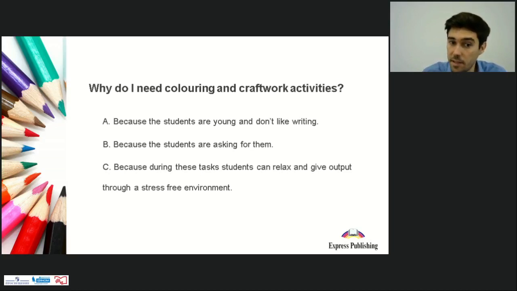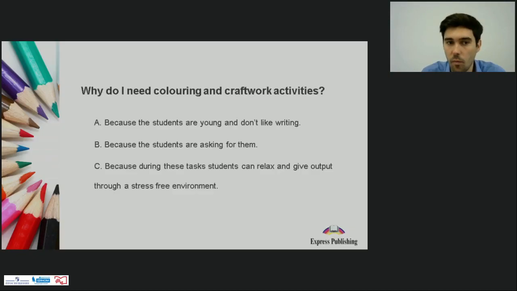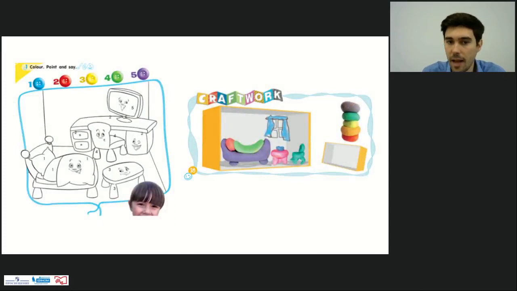So our answer would be C for this question, because during these tasks, students can relax and give output through a stress-free environment. A colouring or a craft work activity at primary level is a form of production. So by creating something or doing a colouring activity, students are in a way practicing and producing target language or target vocabulary, whatever has been studied, in a stress-free environment in a way that is engaging and motivating for them. We can see here, for example, we have one exercise, so we have colour, point and say.